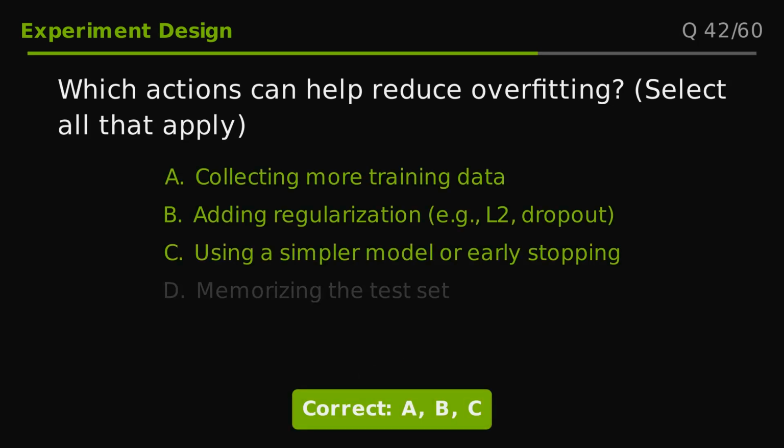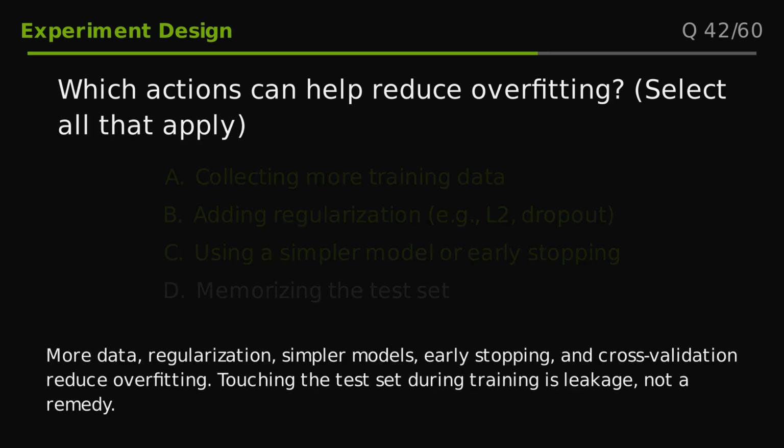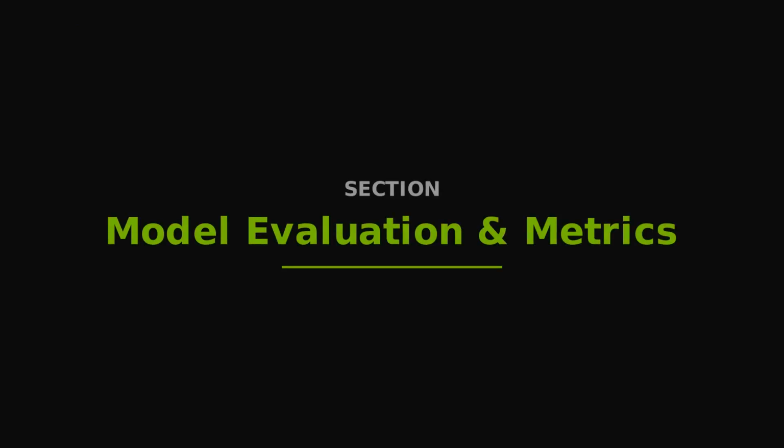The correct answers are A, B, and C. More data, regularization, simpler models, early stopping, and cross-validation reduce overfitting. Touching the test set during training is leakage, not a remedy. Next section, model evaluation and metrics.